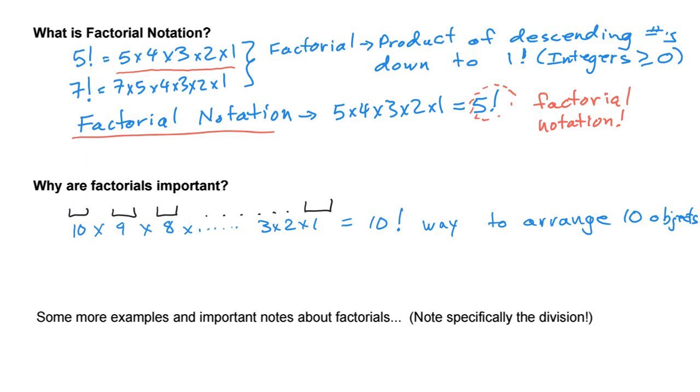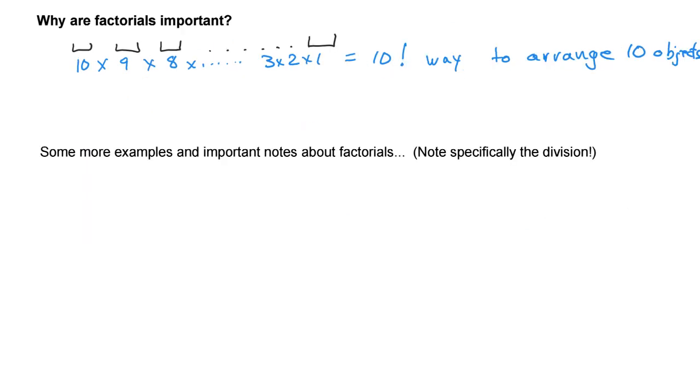Get it? So now here are some cool notes about factorials. As a rule, 0 factorial is equal to 1. Think of it this way.